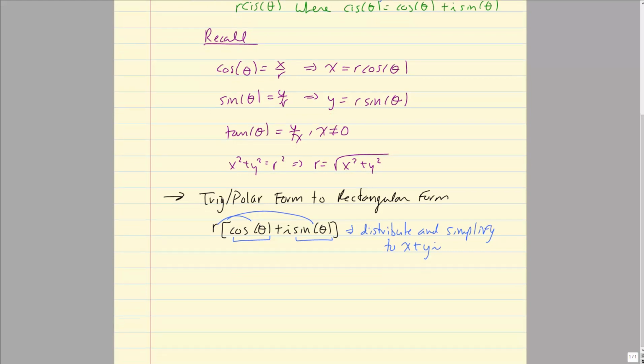Now when we convert from rectangular to either trig or polar form, it's going to be a little bit more involved. The first thing I will do is sketch x plus yi, and we'll practice sketching these in a bit. And note the quadrant that you are in.